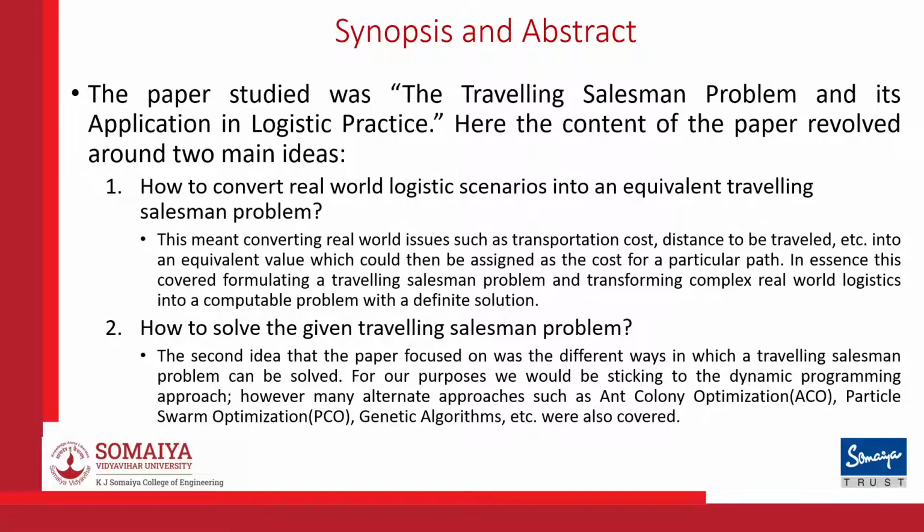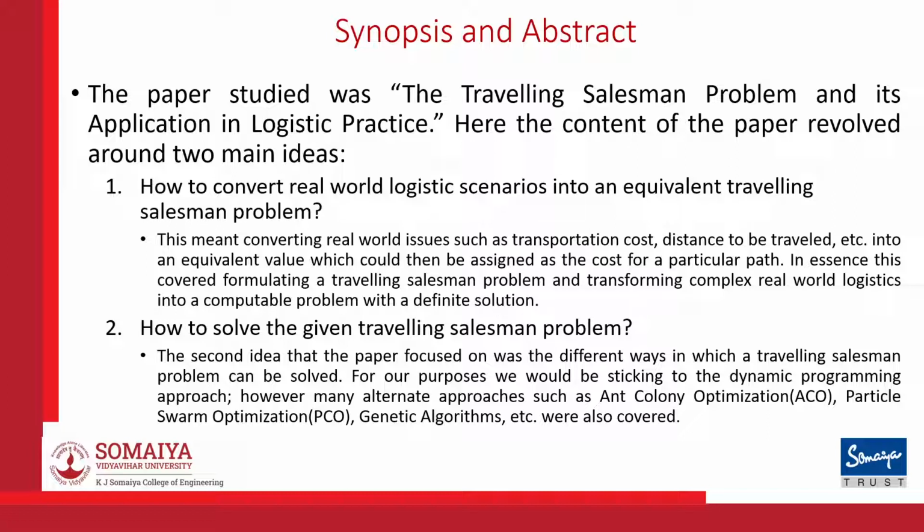Synopsis and abstract. The paper studied is the traveling salesman problem and its application in logistic practice. And here's the content of the paper revolved around two main ideas: how to convert real-world logistic scenarios into an equivalent traveling salesman problem. So this meant converting many of the real-world issues in logistics, such as transportation costs, distance to be traveled, etc., into equivalent values which could be assigned as the cost for a particular path.